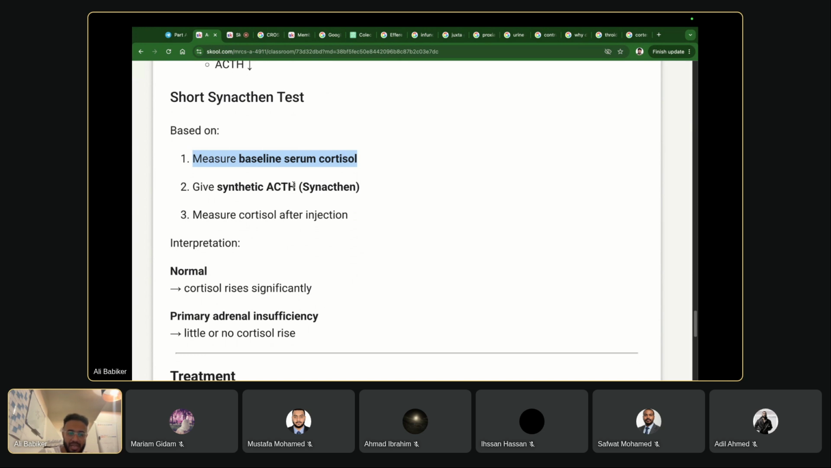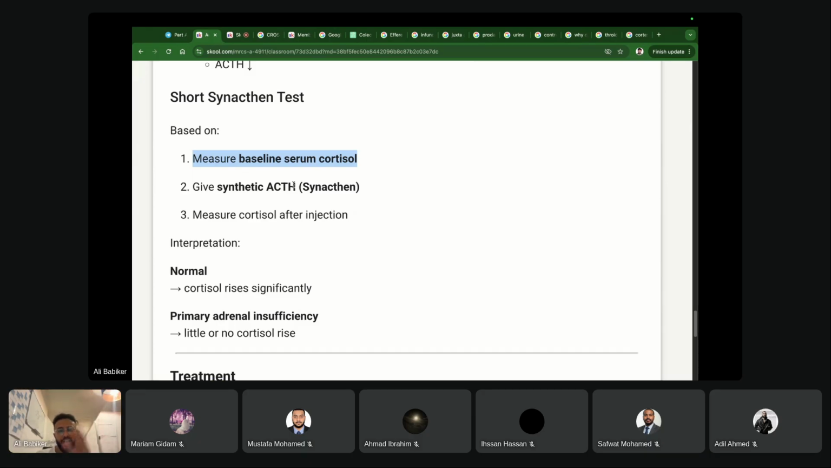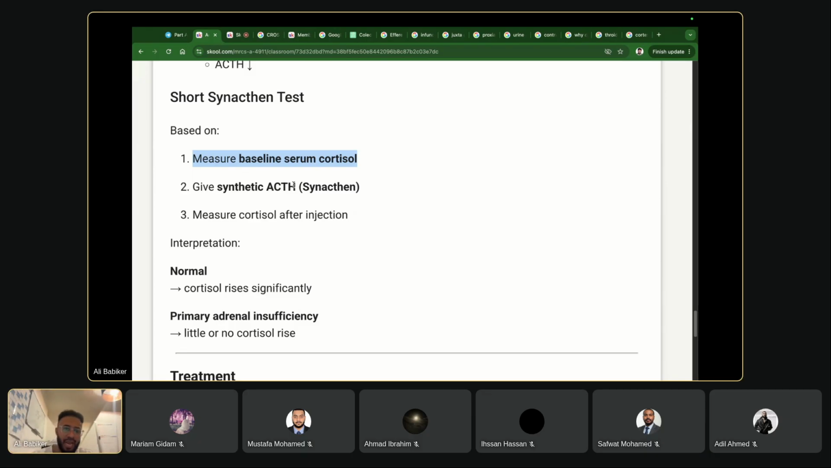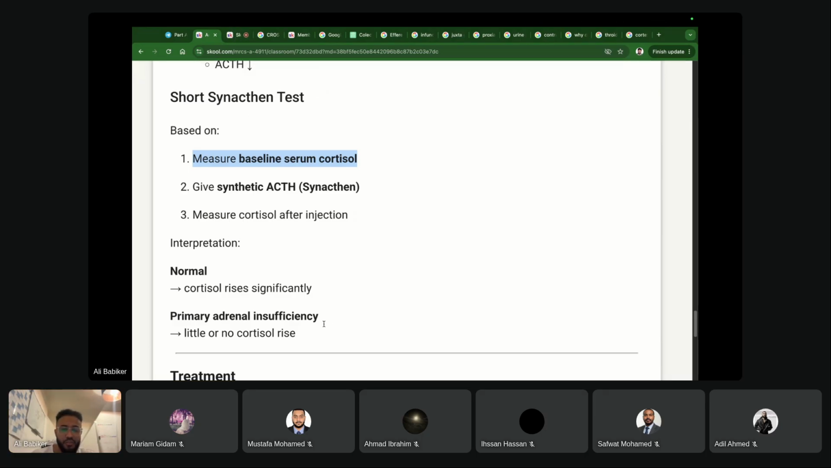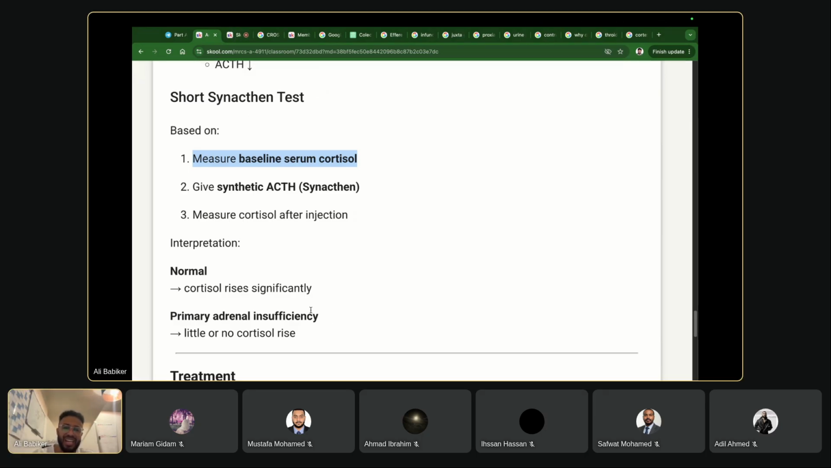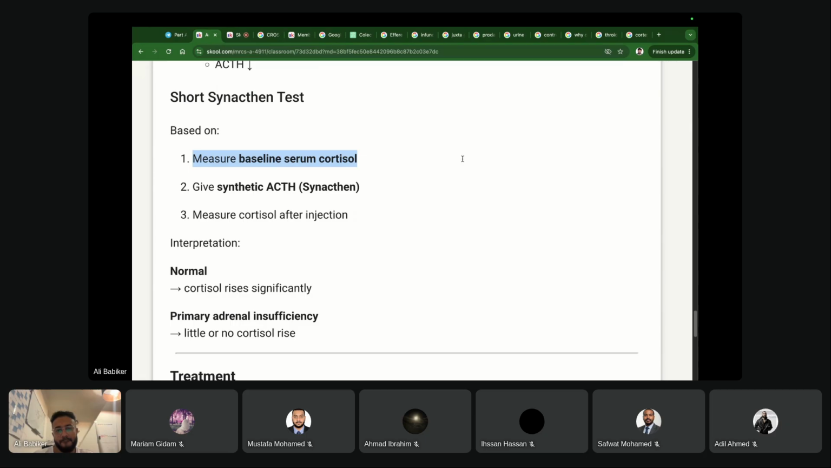If you have primary adrenal insufficiency, meaning the adrenal is not working to begin with, whatever ACTH you give is not going to work. If you have a factory that is failing, stopped and out of order, and you bring in a number of workers, will the factory work? It won't work. If you give a lot of ACTH while the adrenal gland is destroyed to begin with, it won't work. Okay?